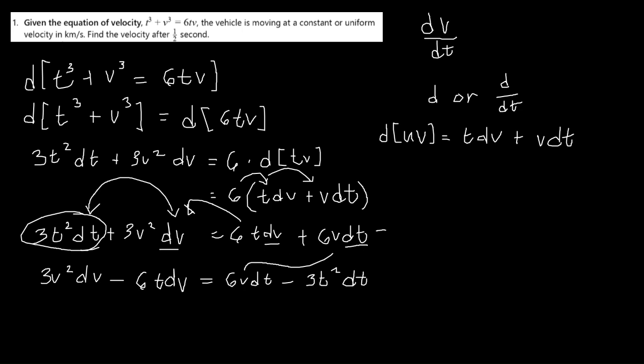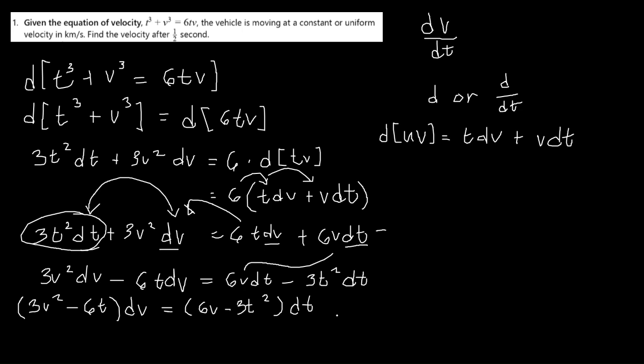Okay, now that we have similar terms on the equation, we will factor them out because the common terms of these are dv and dt. So put parentheses so that we know that we're factoring them out. So this will become 3v squared minus 6t times dv equals, factor the right side as well. So this will become 6v minus 3t squared times dt.